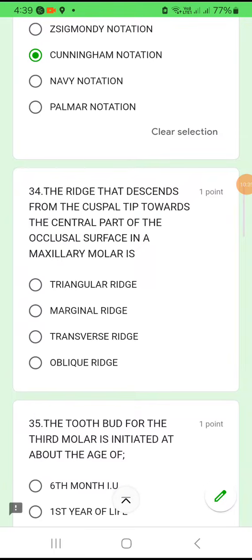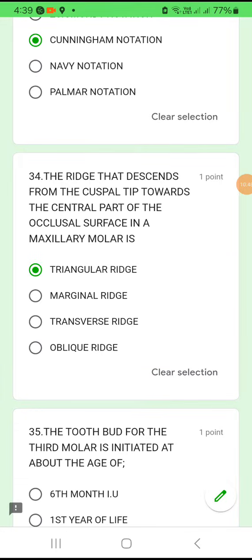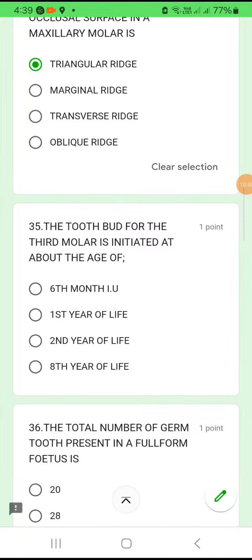It's an easy question. Question number 34. The ridge that descends from the cuspal tip towards the central part of the occlusal surface in a maxillary molar is known as the triangular ridge. Okay, so option A.